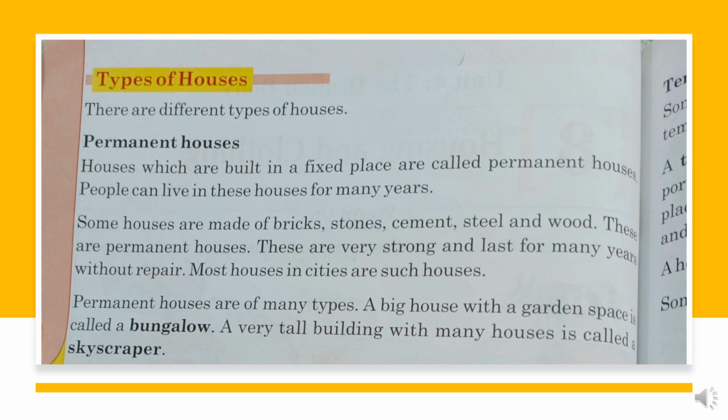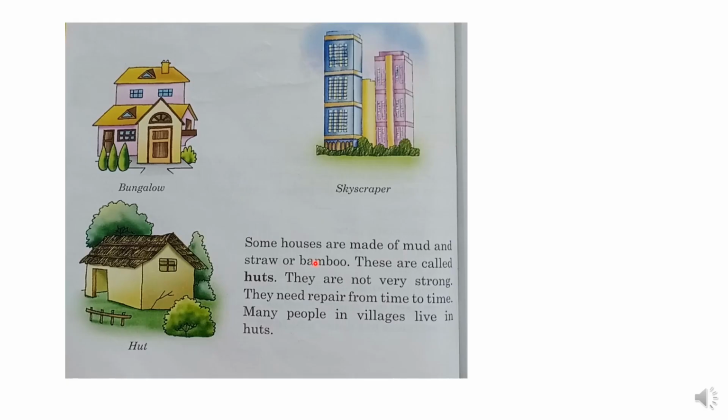And then we discussed the types of permanent houses: bungalow, skyscraper, and hut. A bungalow is a big house having a garden space, outer space. A skyscraper is a tall building having many houses inside of it. Huts are not really strong because they are made of mud, straw, and bamboo, and they need repair from time to time. These huts are found in villages. So we were done with permanent houses, which are one type of houses.